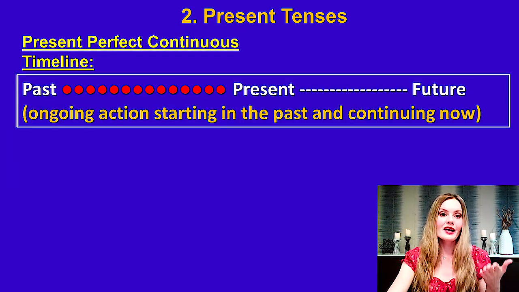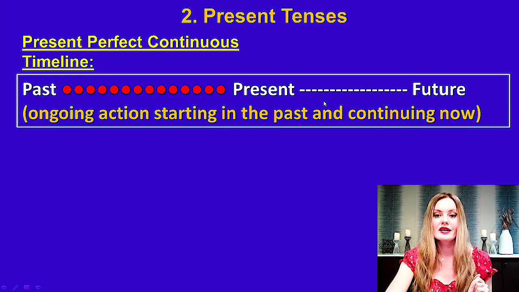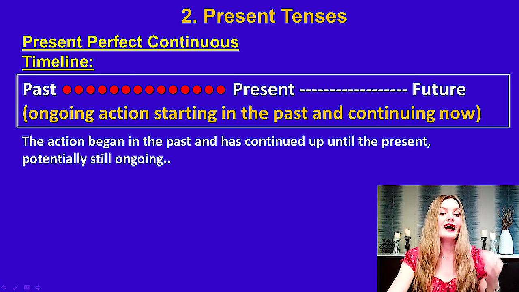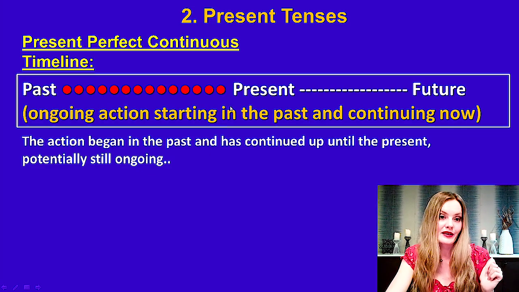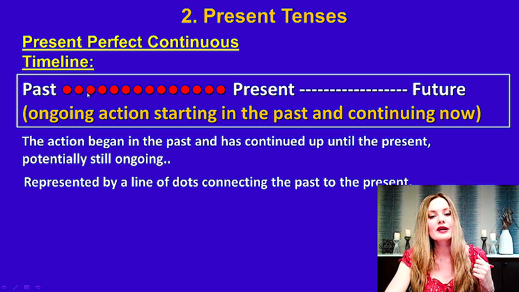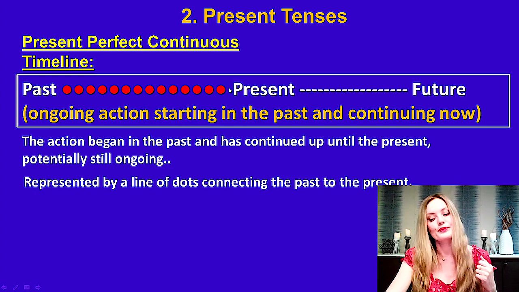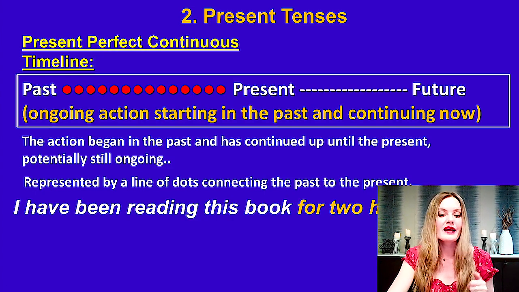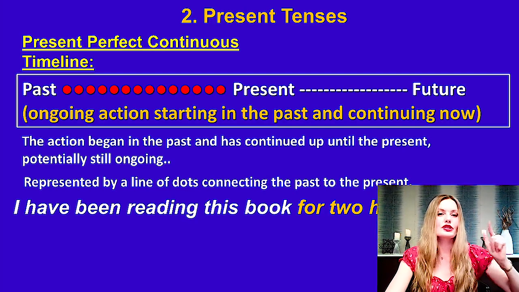Now let's take a look at the timeline for present perfect continuous. So we have past, present, and future. The action began in the past and has continued up until the present, potentially still ongoing. Represented by a line of red dots connecting the past to the present. It's an ongoing action starting in the past and continuing now. For example, I have been reading this book for 2 hours.